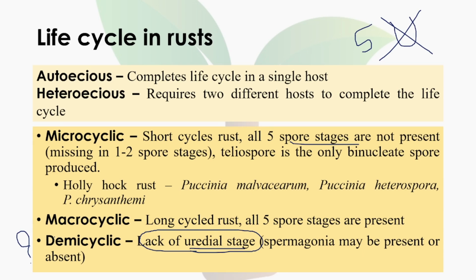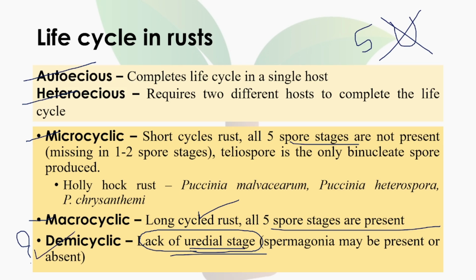Anyway, coming back to this point, macrocyclic means 5 spore stages are present. These are long cycle rusts. Demicyclic means lack of uredial stage. Let me go through once again quickly. Autoecious means the complete life cycle in a single host. Heteroecious means requiring 2 different hosts. Microcyclic means all 5 spore stages are not present, maybe 1 or 2 are absent, short-lived cycles. Macrocyclic means long-lived cycle, but all 5 spore stages are present. Demicyclic means lack of uredial stage.